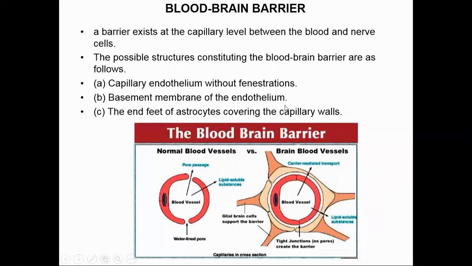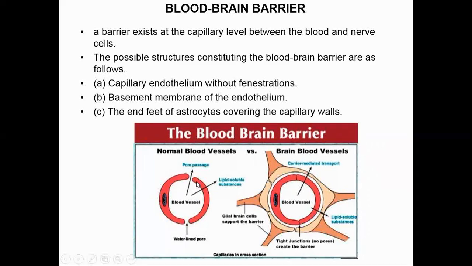Now, when I was talking about astrocytes, I was mentioning that the blood-brain barrier is formed by the astrocytes. So this blood-brain barrier is formed by astrocytes and has three layers of it. The difference between a normal blood vessel and a blood vessel inside the brain: a blood vessel which is inside the brain has an endothelium.